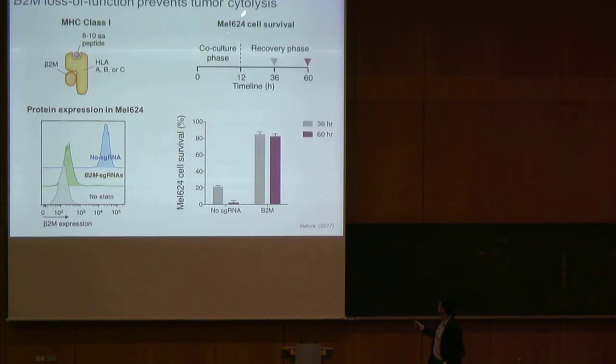And you can see when you knock out B2M in these human melanoma cells, basically they all survive the T cell onslaught. Versus with just a control treatment, the T cells are very effective and kill them within just a few hours. Okay, so this system seems quite specific, seems to work in the way we think with antigen presentation.